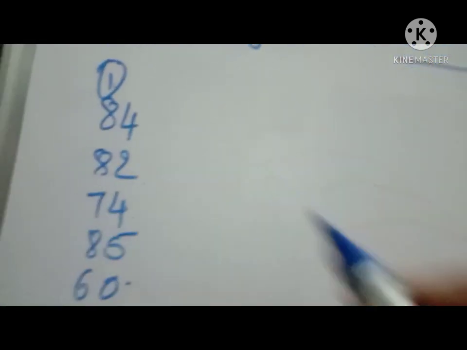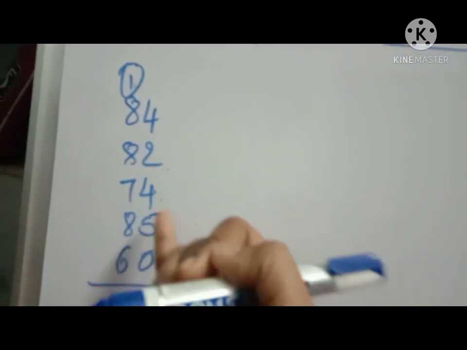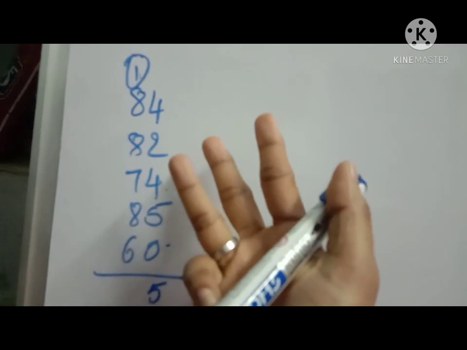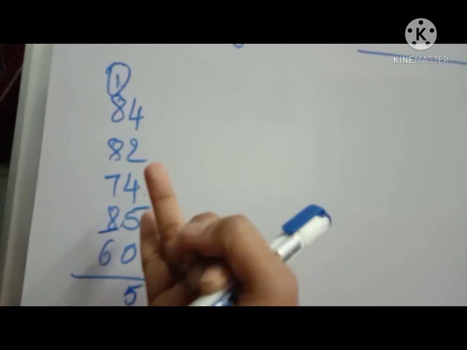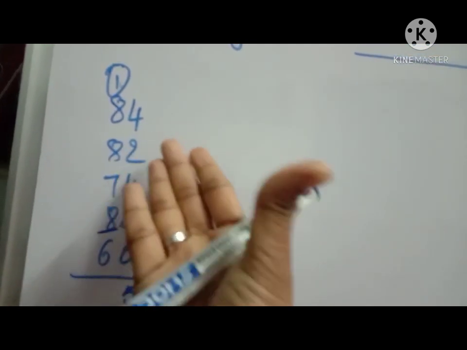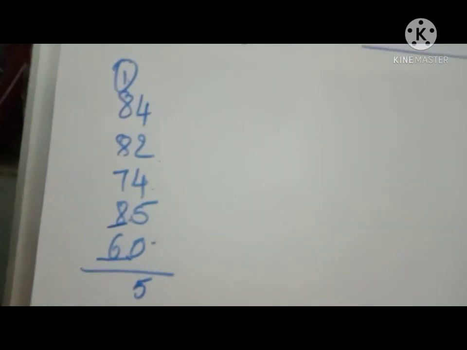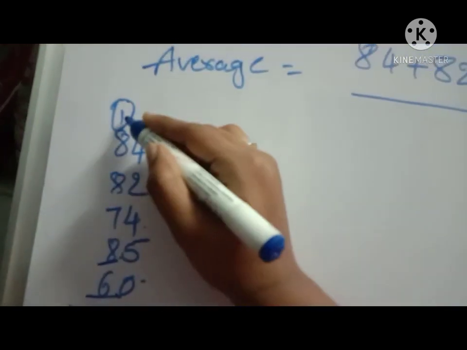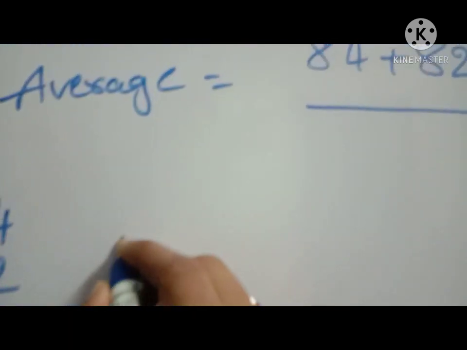16 plus 7. 16, after that 17, 18, 19, 20, 21, 22, 23. 23 plus 8: 24, 25, 26, 27, 28, 29, 30, 31. 31 plus 6 is equal to 37. Here 1 is there, no? So add this one also. 38. Total how much? 385. So write here average equals 385.